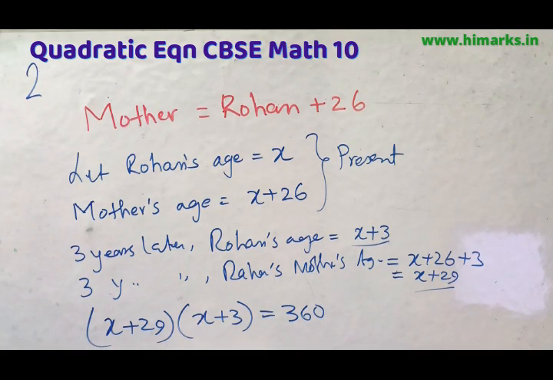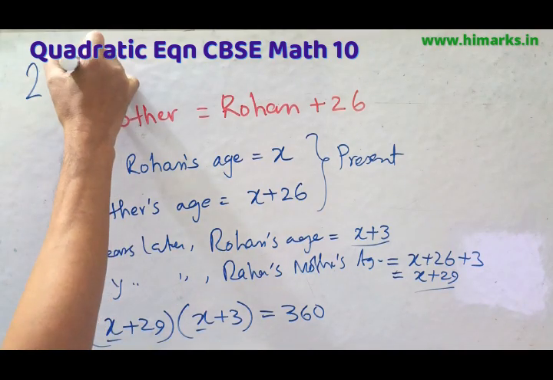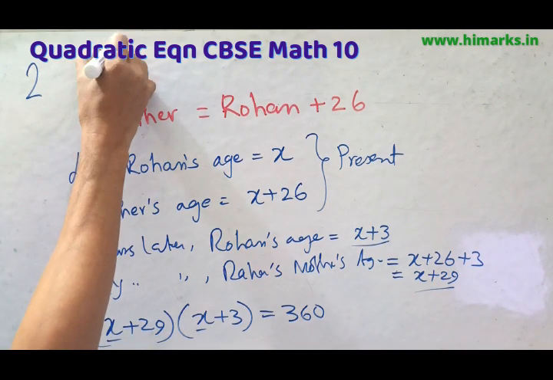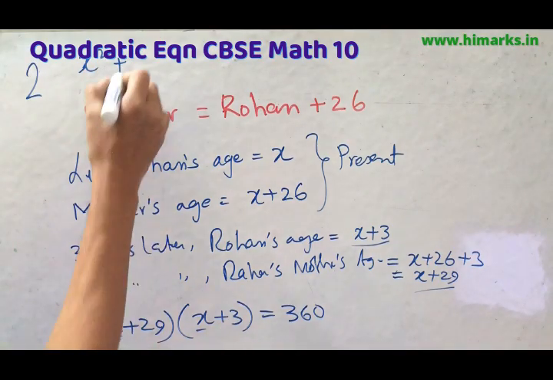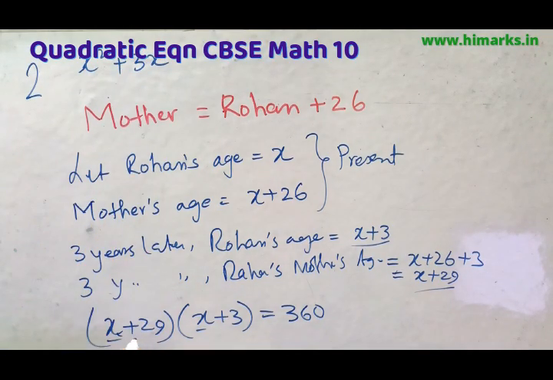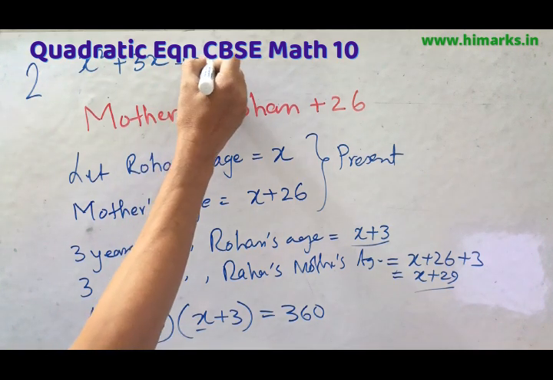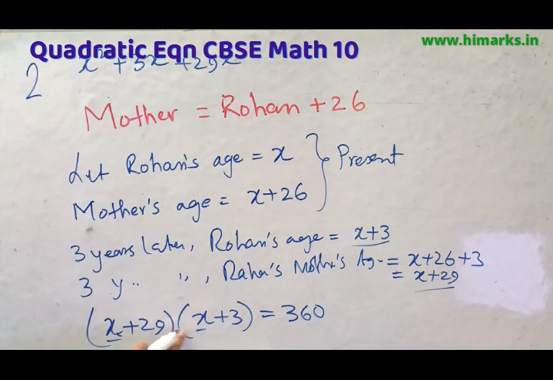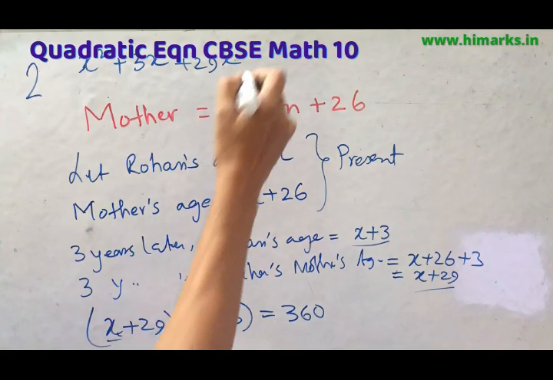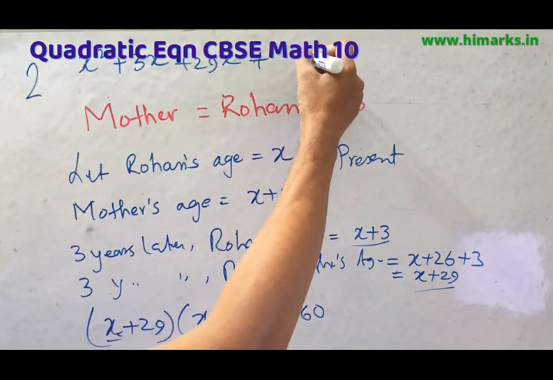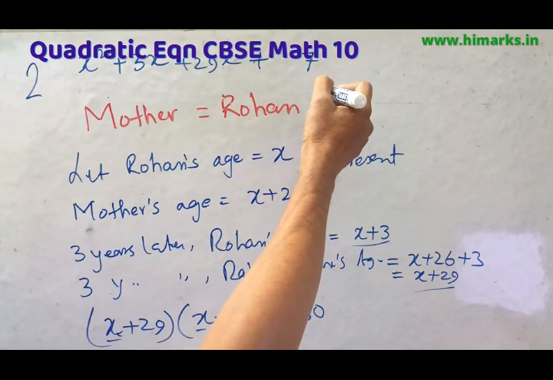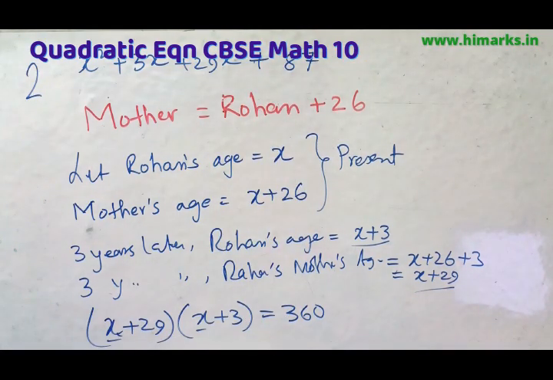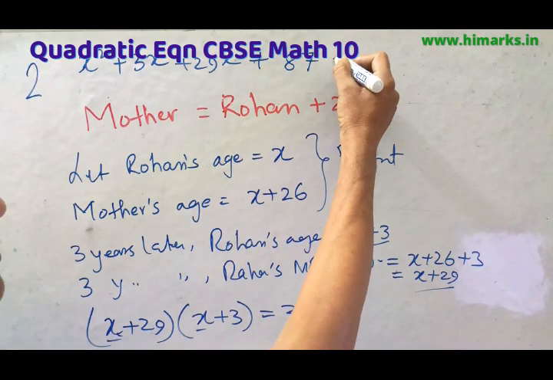Okay, we need to simplify this. So x and x you have to multiply. I'll write here x square plus x times 3 is 3x, and 29 times x is 29x, and 29 into 3: 3 nines are 27, so 87. Equal to 360.